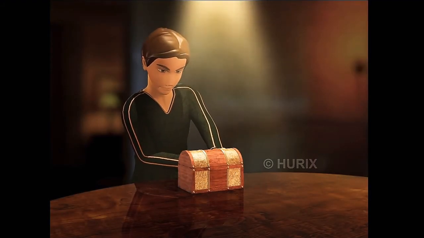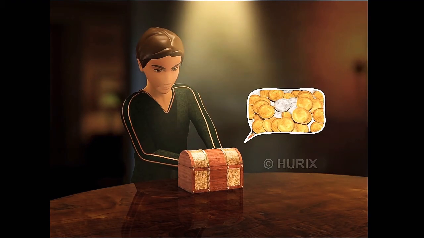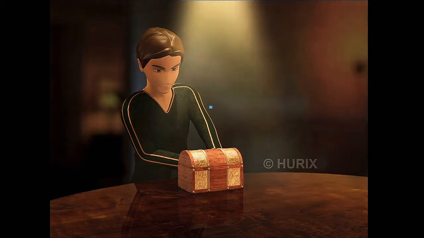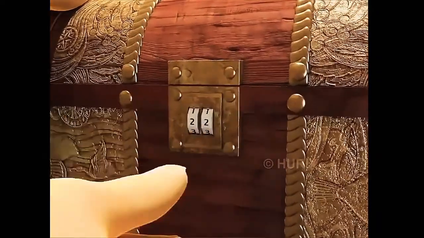Tony's grandmother gave him a treasure box. The box has some silver and gold coins, and Tony is excited to see them. But the box has a number lock on it.